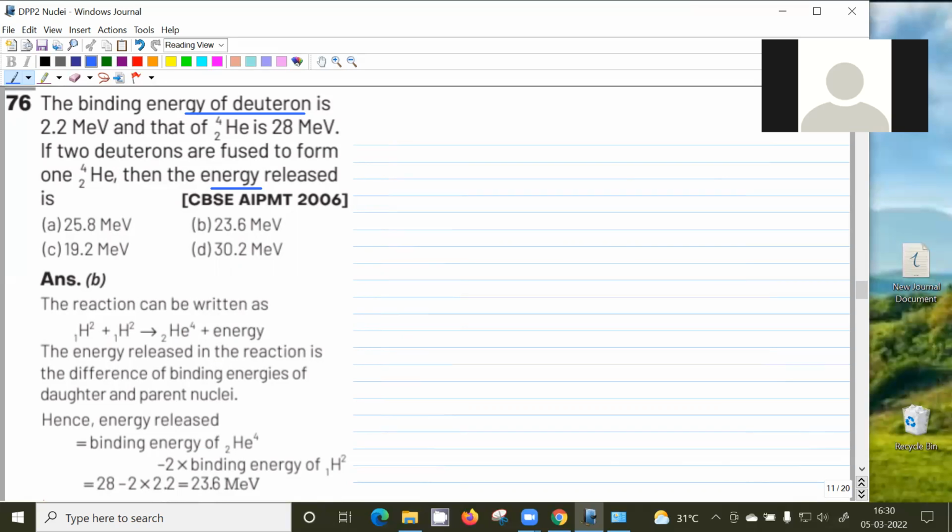23.6. Plus or minus? Minus. No. See, in terms of energy, it's a minus of binding energy. And also it's energy release. There is a release of energy in this reaction, so the energy release should be positive. If you get a negative answer, then energy is absorbed. Yes, sir.